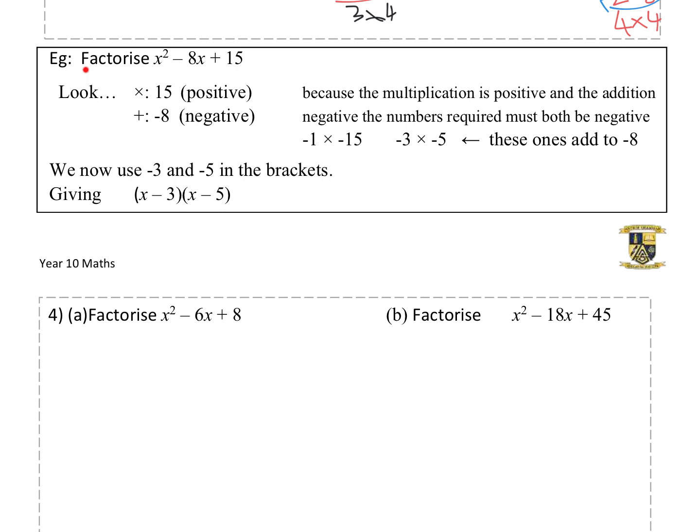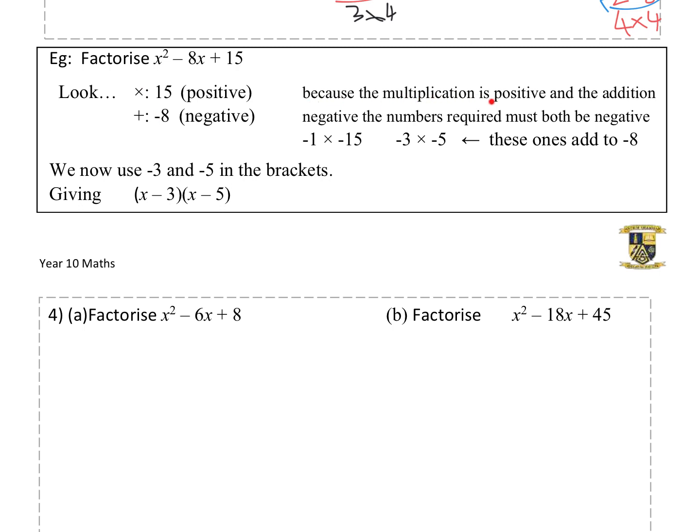Here we have to factorise x squared minus 8x plus 15. And using our team, we can see we've got to times to give the end number 15, add to give the middle number, which is minus 8. Now this combination is a lot more tricky.